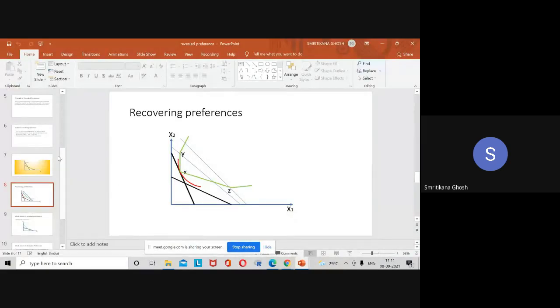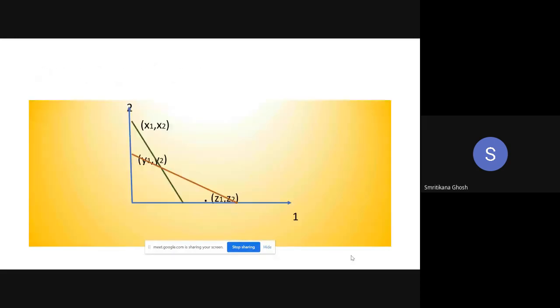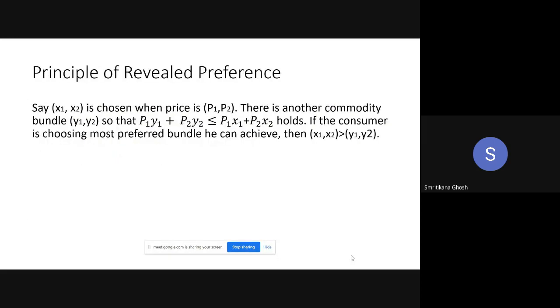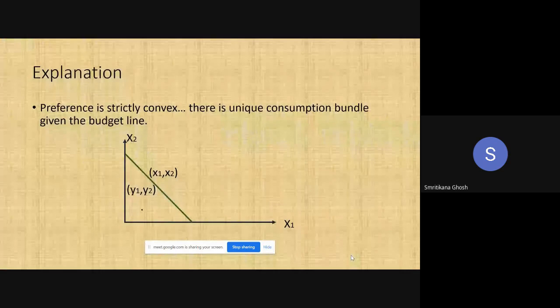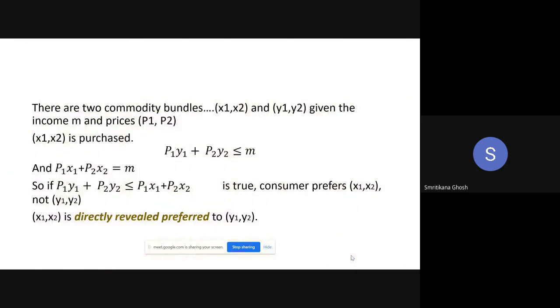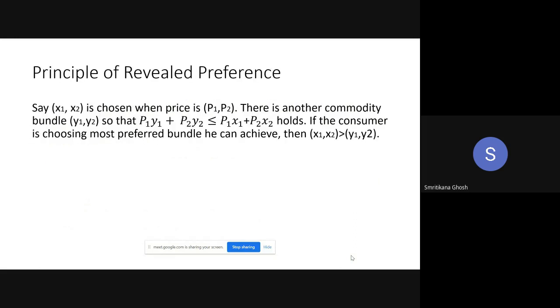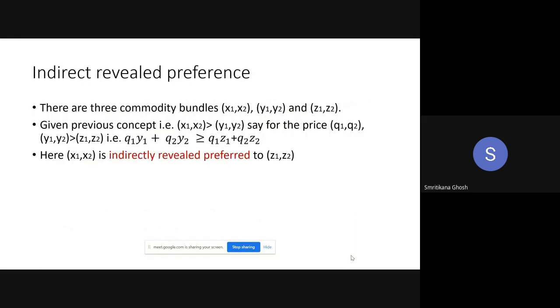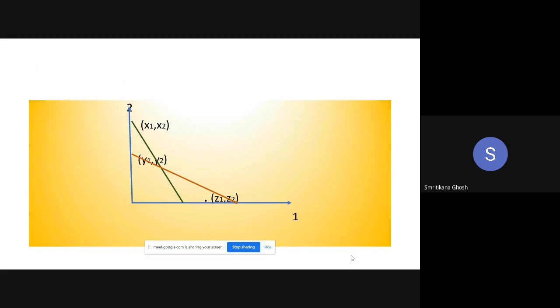So we are discussing revealed preference, and in revealed preference we have discussed the principle. First of all, what is revealed preference? Why do we need it? What is the importance of revealed preference in our real life? And then how can you explain revealed preference? Directly revealed preferred, what does it mean? And then the principle of revealed preference, and finally indirectly revealed preference. Okay, so that much we have discussed.